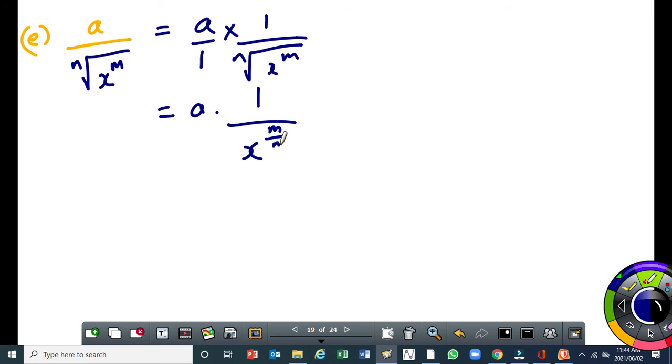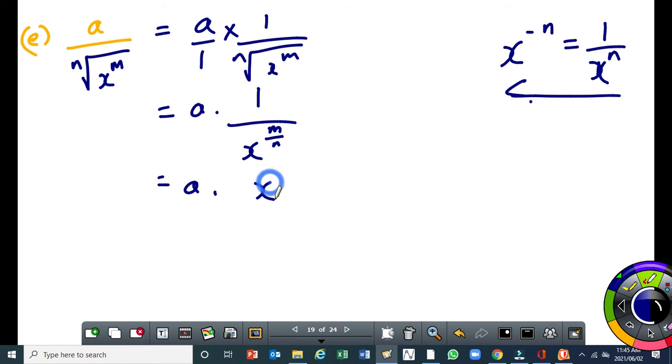Then you use this law, x to the power of minus n is equal to 1 over x to the n. But we are moving now from the right-hand side towards the left-hand side. So if the exponent was positive under the denominator, it becomes negative when it becomes part of a numerator. So this becomes a times x to the power of minus m over n. So a over the nth root of x to the power of m becomes equal to that.